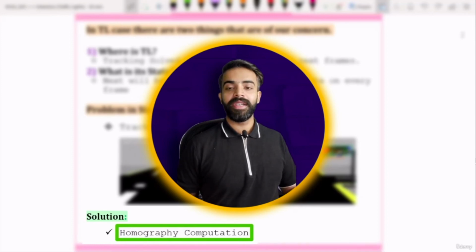To estimate the homography relation between the initial state and the final state by comparing the moved points is essentially what the find homography does. Once we have computed the homography matrix, we can then move on to draw the track region of interest, or the final location of the traffic light.